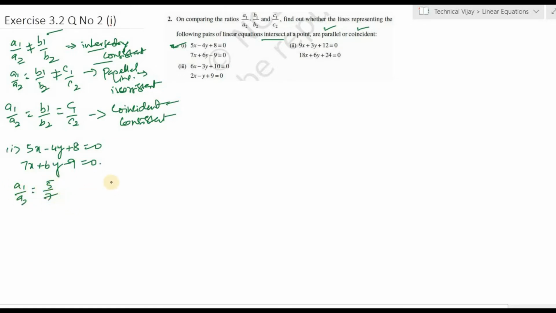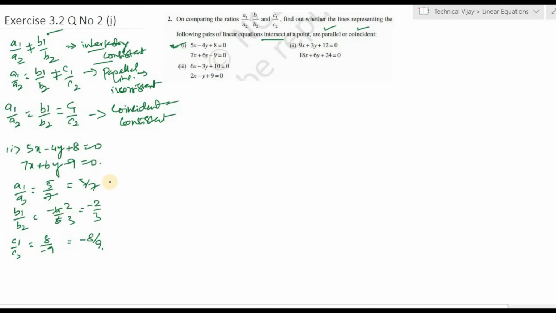Now we will see b1 by b2. b1 by b2 is equal to what? Minus 4 by 6. c1 by c2 is equal to 8 by minus 9. Here, 2 2s are 4, 2 3s are 6, so b1 by b2 is also equal to minus 2 by 3. And a1 by a2 is equal to 5 by 7 only. This cannot be simplified further. And c1 by c2 is minus 8 by 9.